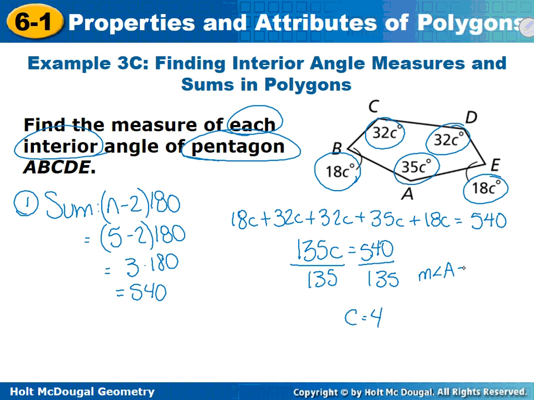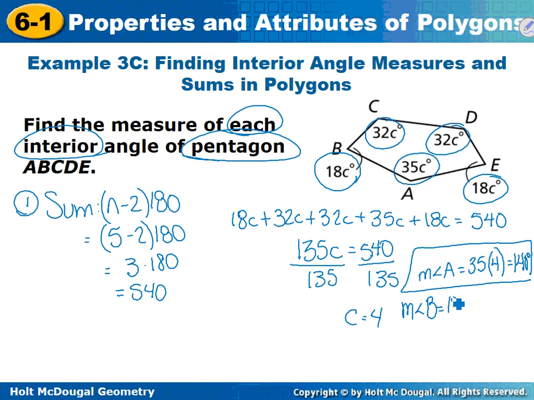Measure of angle A is supposed to be 35C, so that's going to be 35 times 4. What's 35 times 4? 140. Don't forget your degree symbol. Use good notation from chapter 1. Measure angle A equals 140°. There's not another 35C, so that's all we can do. Measure angle B.